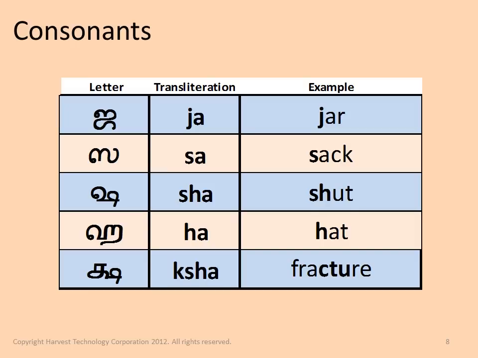The next consonant is J, pronounced like the J sound in jar. Followed by Sa, which is the S sound in the word sack. The next consonant is Sh, like the SH sound in shut. Next is H, like the H sound in hat. And the final consonant is ksh, a K-S-H sound, like in the word fracture.